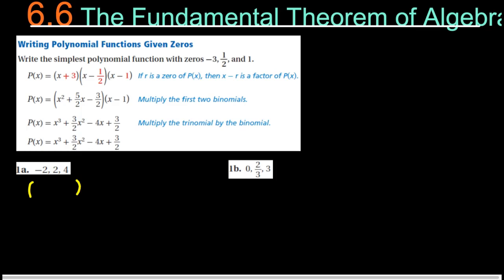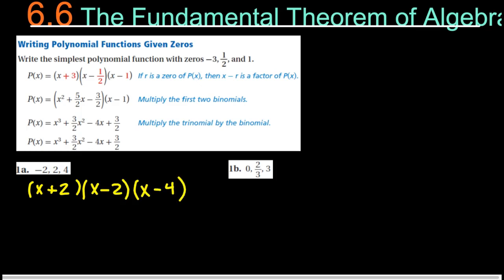What linear binomial factor? X plus 2, good, yeah, there we go. Now you're starting to think backwards a little bit. So if x plus 2 is a factor, then -2 would make that 0, thus being a 0 of the polynomial, right? What would correspond with 2? X minus 2, good. And now you're catching on, x minus 4.